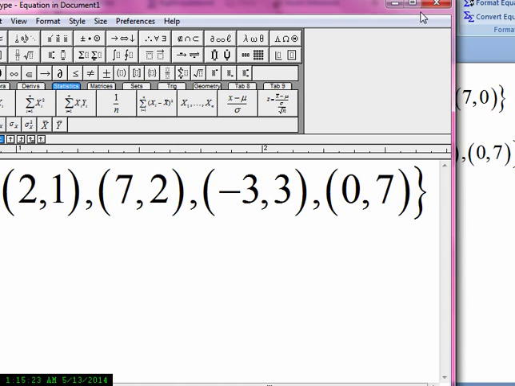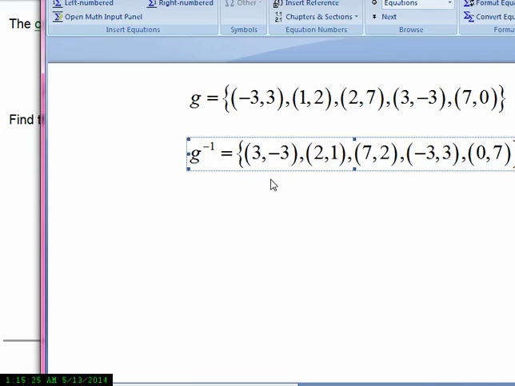And so I've saved that, and now we can see that g inverse is just the interchange of the x value and the y value of the ordered pairs for g. So you can see here (-3, 3) becomes (3, -3), (1, 2) becomes (2, 1), (2, 7) becomes (7, 2), (3, -3) becomes (-3, 3), and (7, 0) becomes (0, 7). So when we have this function listed as a set of ordered pairs, finding the inverse is relatively easy. We just interchange the x and y.